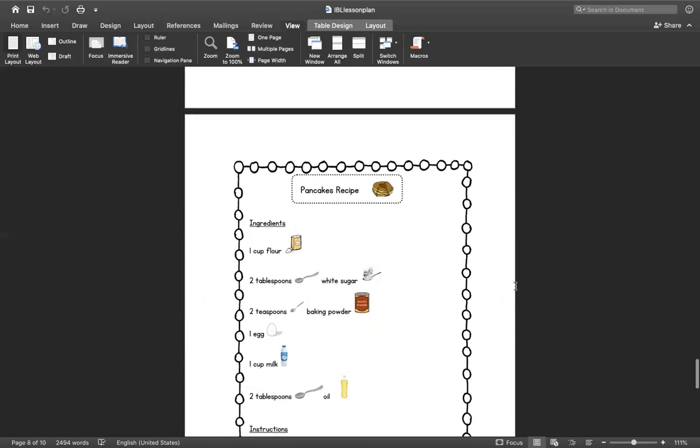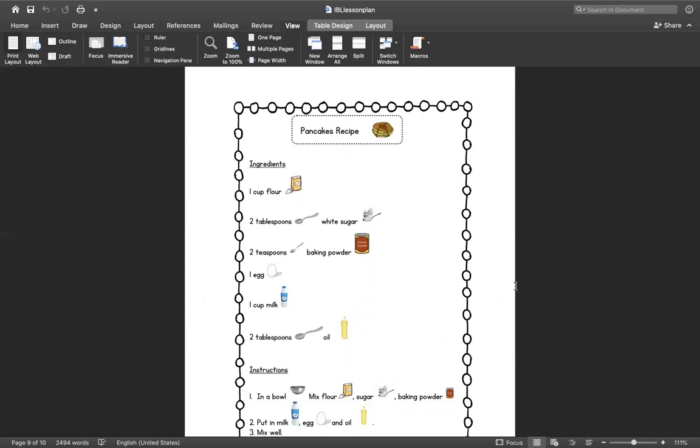The two worksheets that we made to go along with our lessons would be a pancake recipe. So this recipe isn't exactly the same as what we used, but we thought that it would still work because the students can go home and use it, and they can also see that different algorithms can still produce the same product. It just may be a little bit different.